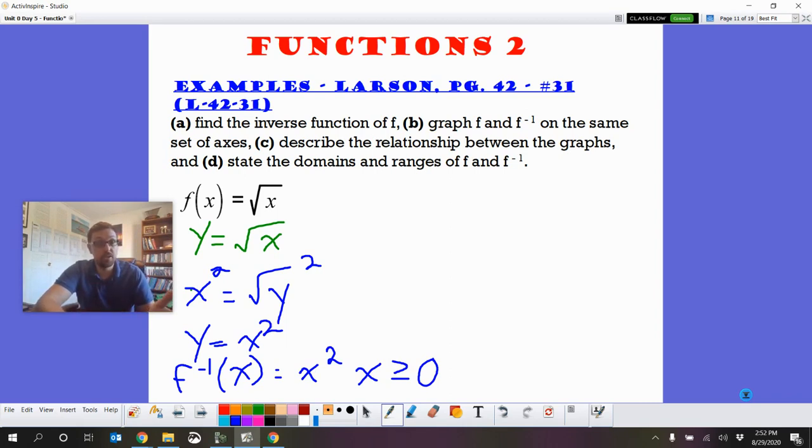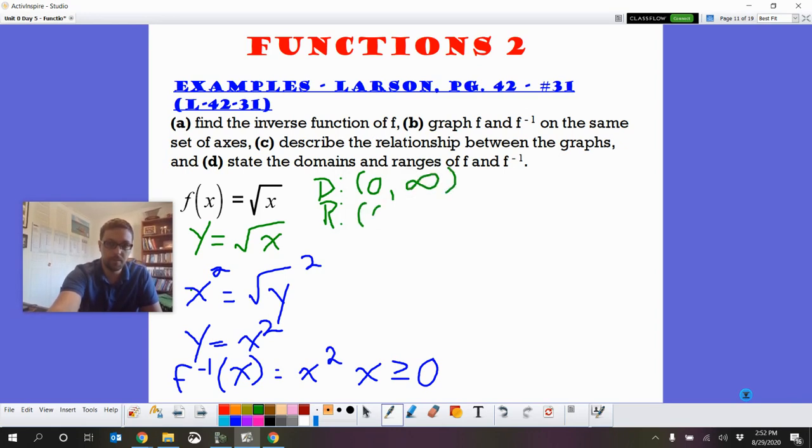So the relationship is they're reflected over the line y equals x, the domain and ranges. So for f of x, its domain goes from 0 to infinity, and the range also goes from 0 to infinity. Oh, those are supposed to be hard brackets, not curved brackets. Hard bracket? Corner bracket? They shouldn't be parentheses, is what I'm trying to say.